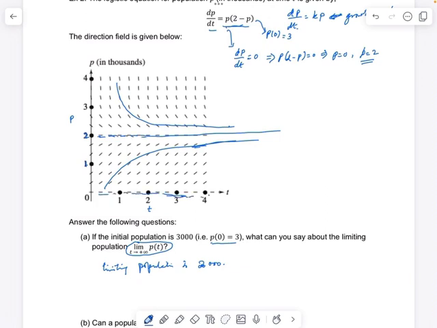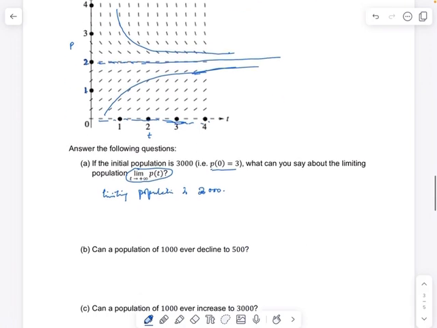So if there is no population, there can't be any rate, so the rate is 0. But when we have a population, the rate can be anywhere between 0 and a higher number, and then eventually it will level off at 2000.